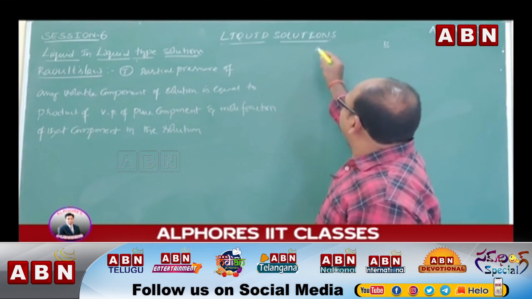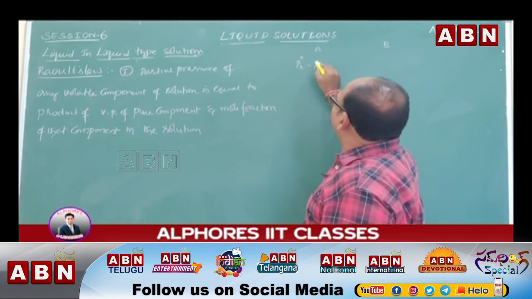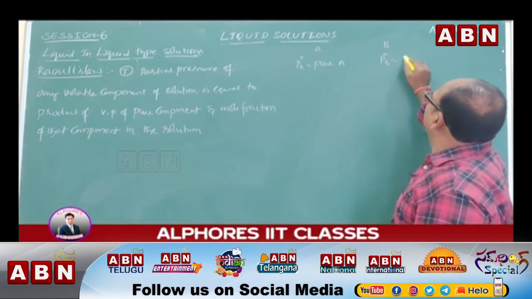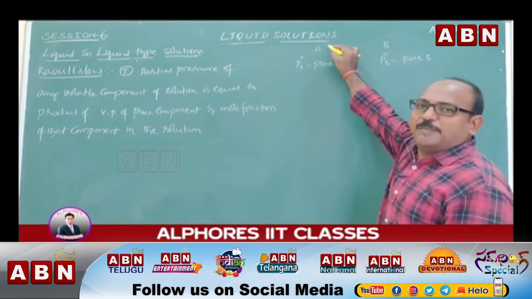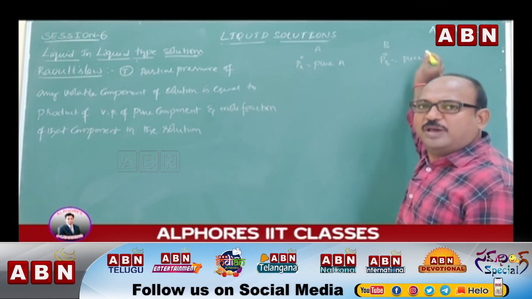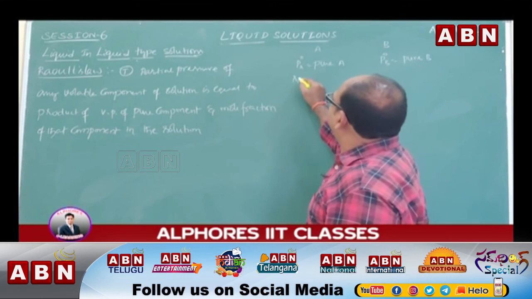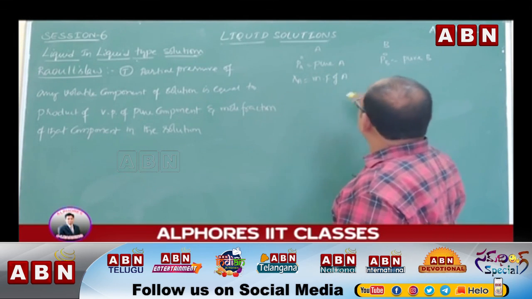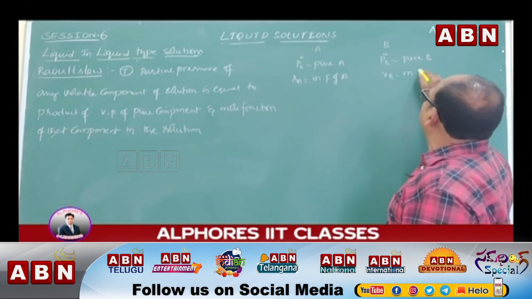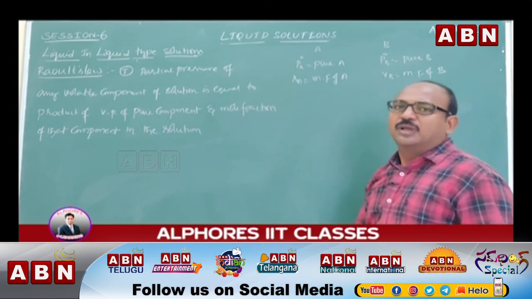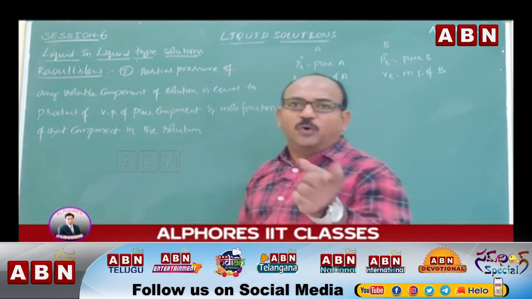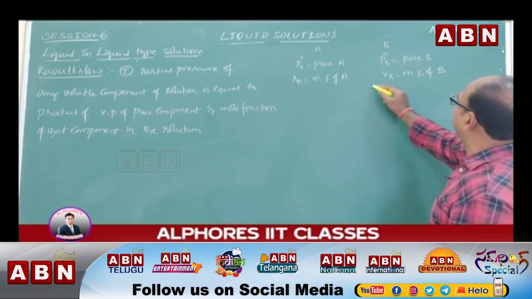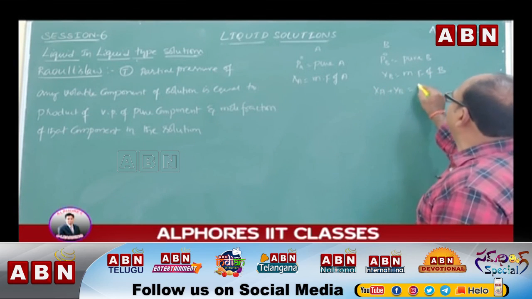Let us see. Say P naught A is the vapor pressure of pure A, and P naught B is the vapor pressure of pure B. XA is the mole fraction of A in solution, and XB is the mole fraction of B in solution. In a binary solution, the sum of the mole fractions is equal to 1. So XA plus XB is equal to 1.